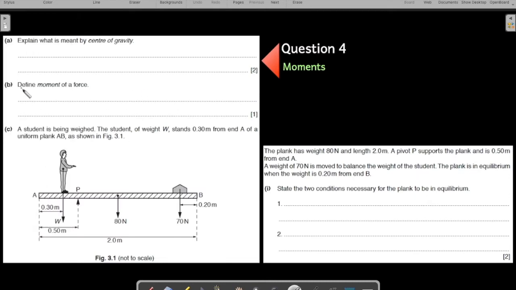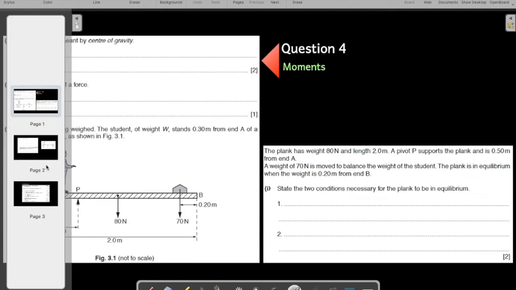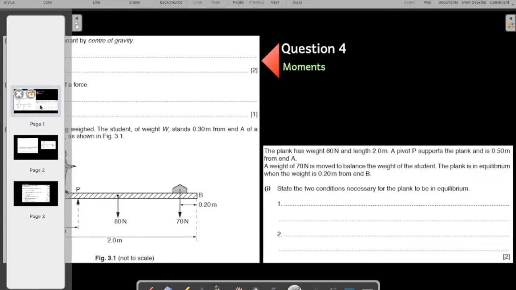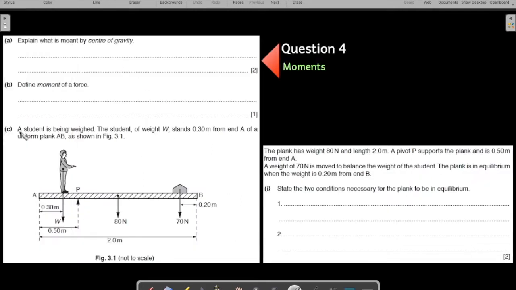Easy to score. Define moment of a force. Now please do remember, how do you write moment? It is simply the formula of the moment, product of the force and the perpendicular distance to the pivot. Perpendicular is a key term. If you do not mention the term perpendicular, you will not get that 1 mark which this question is carrying. So be careful, include the term perpendicular. Alright, so let us move on.